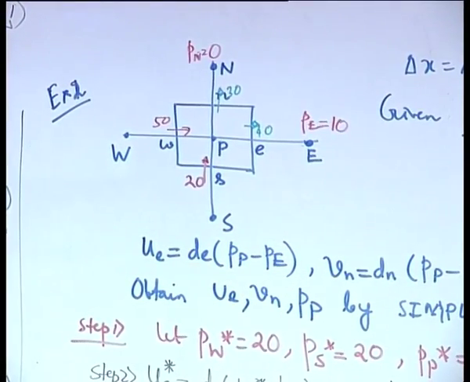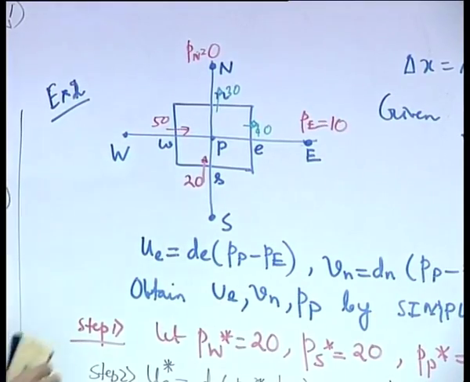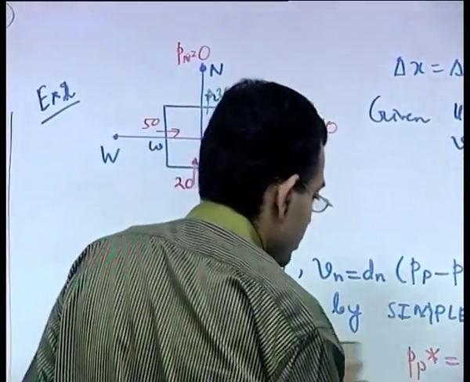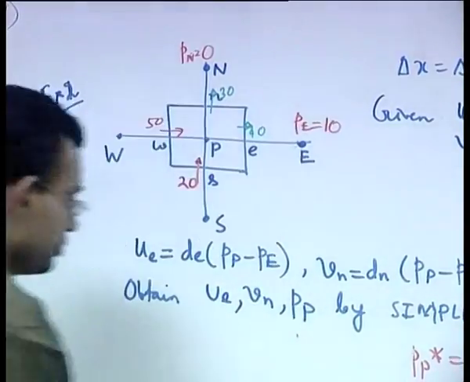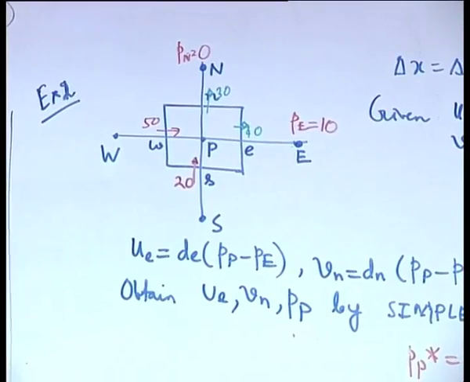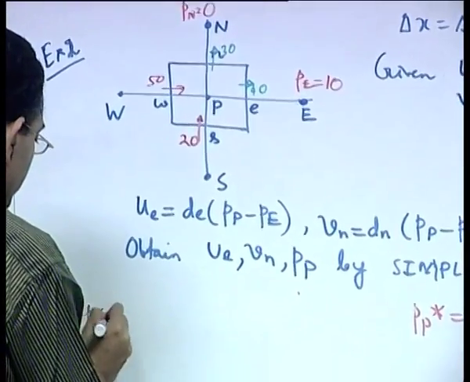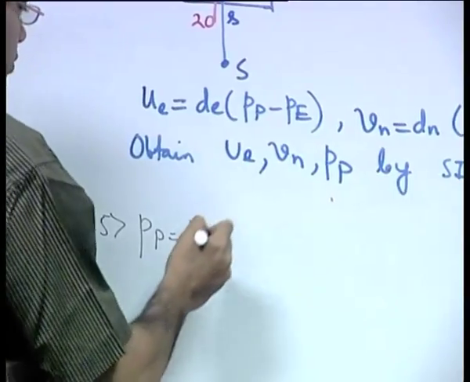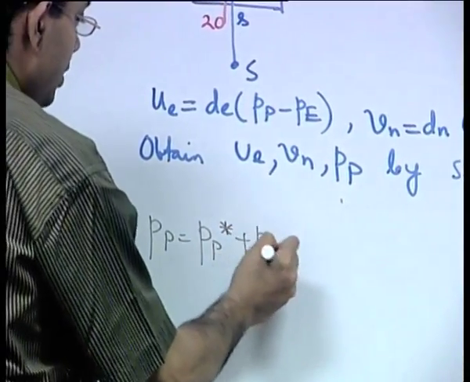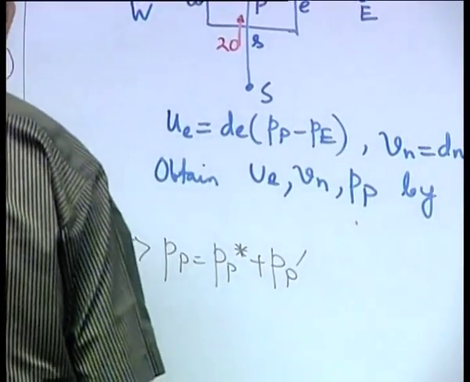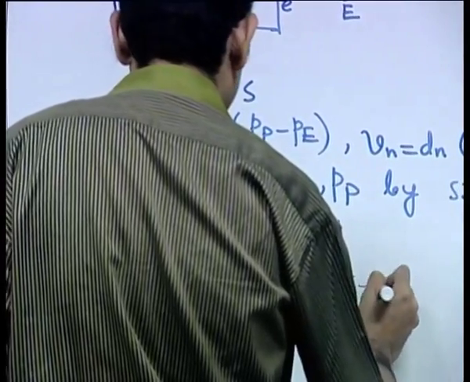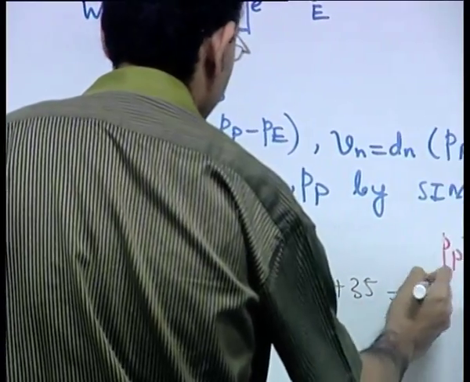So, what is the new pressure? Step 5: Pp equal to Pp star plus Pp prime. So, 15 plus 35, that is 50.